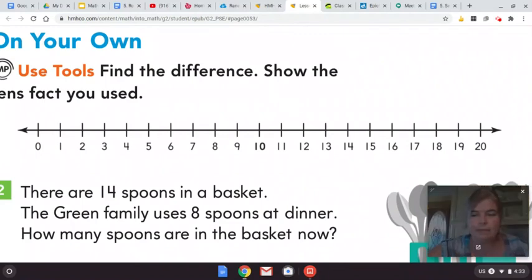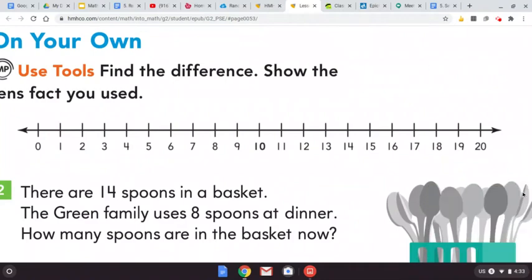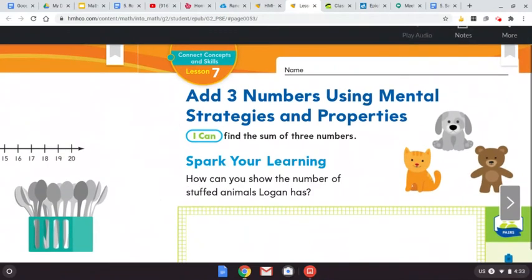All right, so let's get back to our page. Sorry, I just wanted to share that with you really quick. But we're going to talk about stuffed animals now.